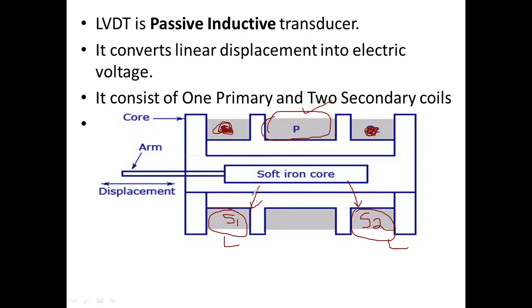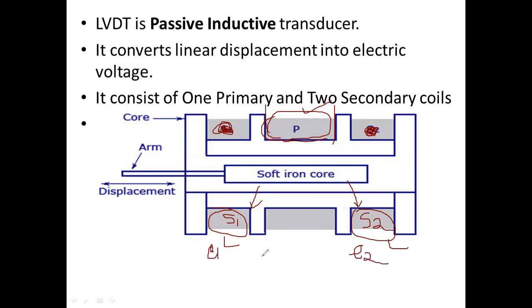Yes, sir. So we are going to consider the null position. If the soft iron core is at the center of the complete picture, we have provided the supply from an external source to the primary winding of this circuit. In that situation, the flux linkage for the secondary windings S1 and S2 is equal. So two EMFs will be produced: E1 in the secondary winding S1, and E2 in the secondary winding S2.